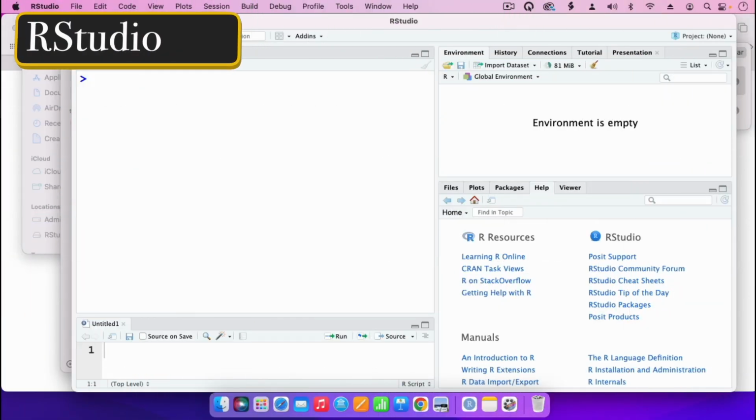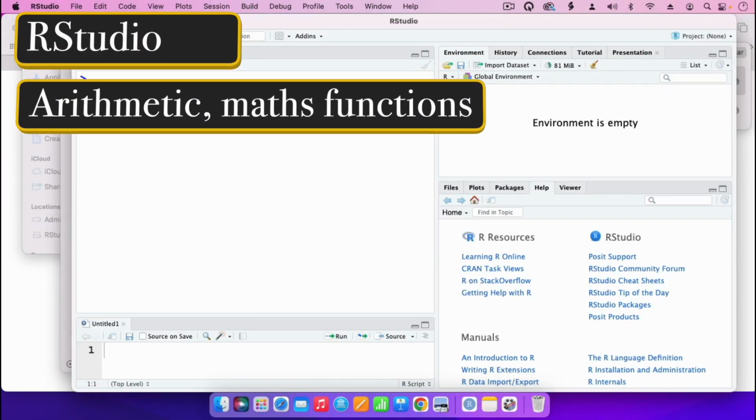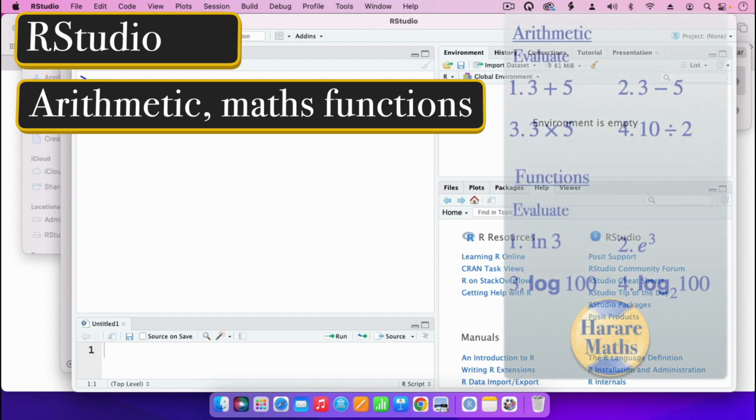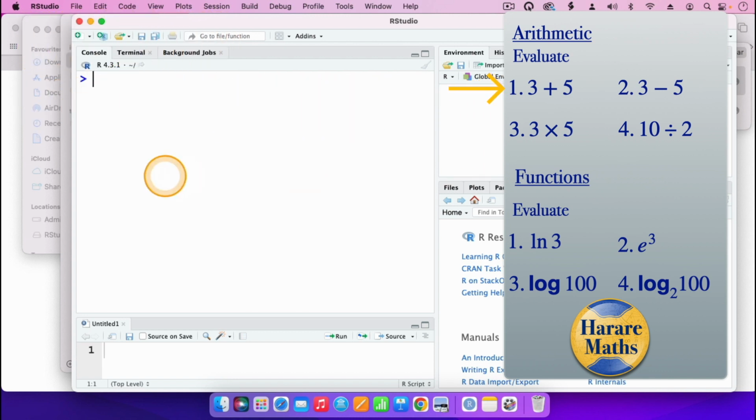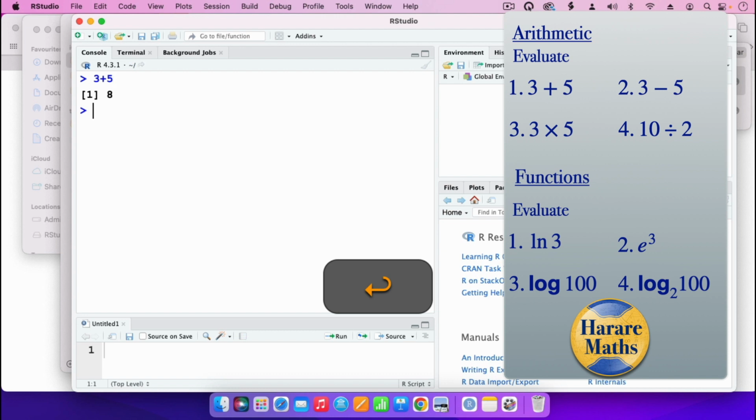In this video, I'm going to look at some basic arithmetic and mathematical functions in R. For illustration, I'm going to be looking at the problems which are appearing on the right there. So for the first one, we are having 3 plus 5. So I type in my 3, then plus 5. And then I press the return key, enter, and it gives us an 8.